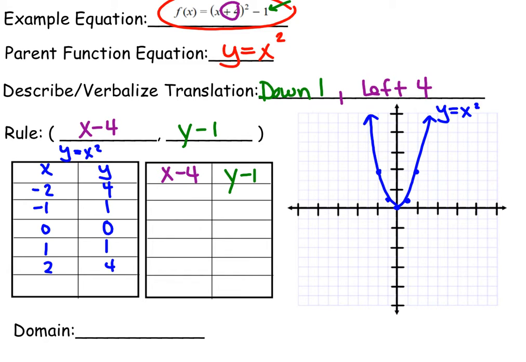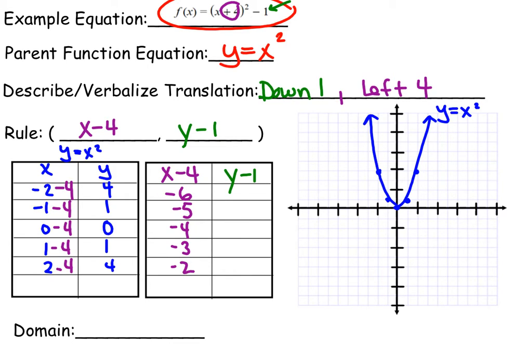All right, so I already have the parent graphed out here in blue. Now we're going to go ahead and find the ordered pairs for our function. So in our table in the blue, first thing we're going to do is we're going to subtract 4 from all of them. So negative 2 minus 4 is negative 6. Negative 1 minus 4 is negative 5. 0 minus 4 is negative 4. 1 minus 4 is negative 3. 2 minus 4 is negative 2.